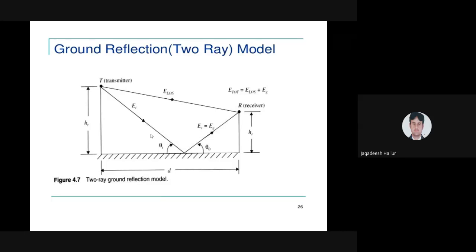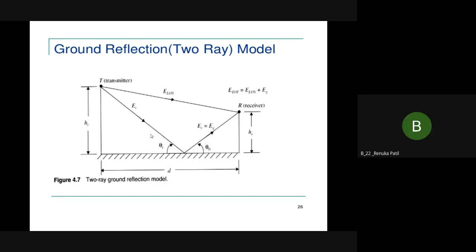One is E_LOS, that is the electric field with respect to line of sight. One more wave goes from the transmitter, is incident on the ground and is reflected to the receiver. E_I is the incident wave, incident at the ground level, and with respect to that it is reflected, that is E_R, also called E_G, the ground reflected electric field.